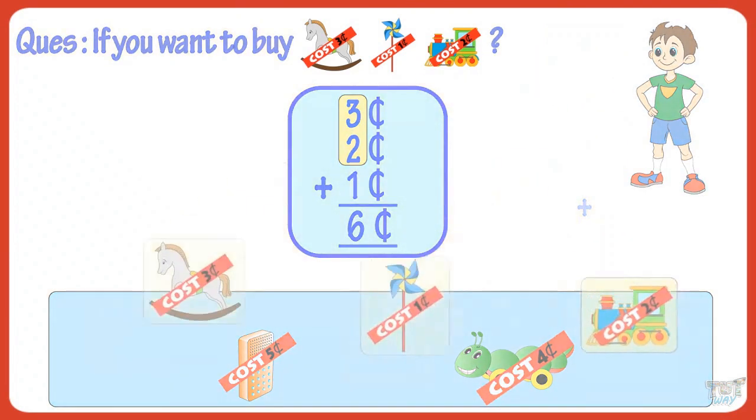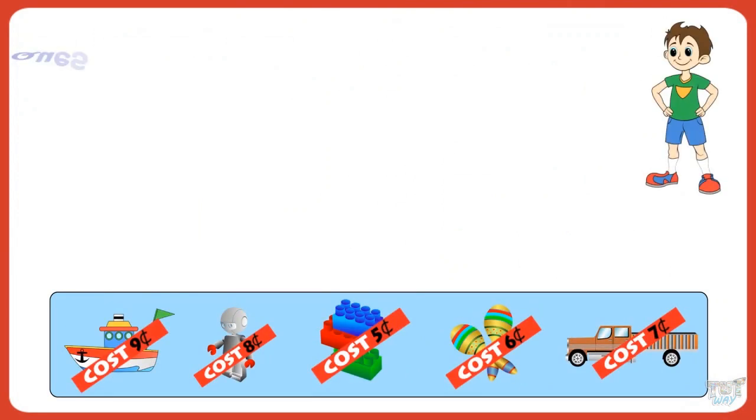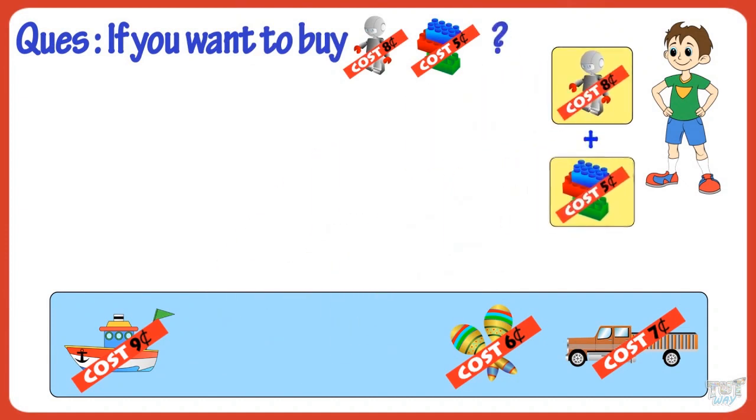Good! Let's take more examples. If you want to buy this toy and this toy, that means 2 toys. How much will you pay?